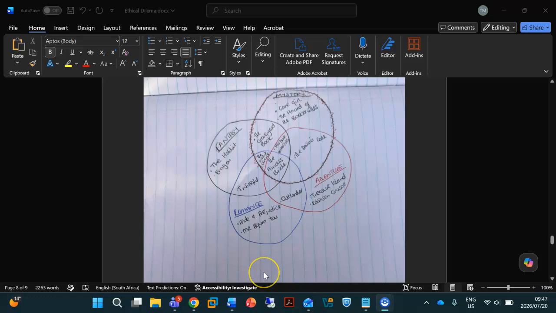Then between the intersection of romance and adventure we have Outlander. Between fantasy and romance we have Twilight. Between mystery and adventure we have The Da Vinci Code. Between fantasy and mystery we have The Graveyard Book. And the intersection of all four is The Princess Bride. And then on adventure, fantasy and mystery we have His Dark Materials. And then on fantasy, mystery and romance we have The Night Circus.